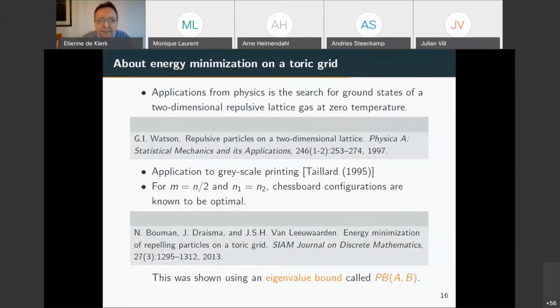It has some application in physics, as to grayscale printing, and some things are known. In particular, if we have a square grid and we want to put M particles on half the grid points, then so-called chessboard configurations are known to be optimal. This is known from a paper by Baumann et al. They showed it using a lower bound which was not computed by semidefinite programming, but was a simple eigenvalue bound.